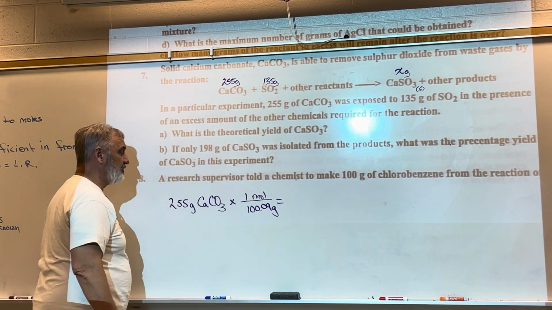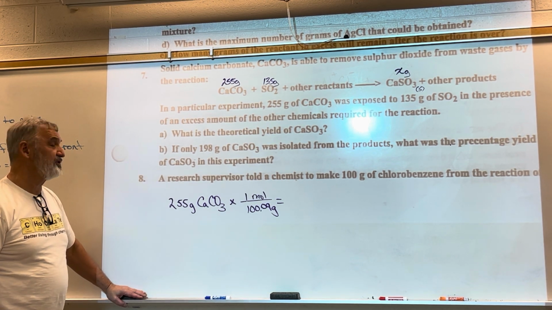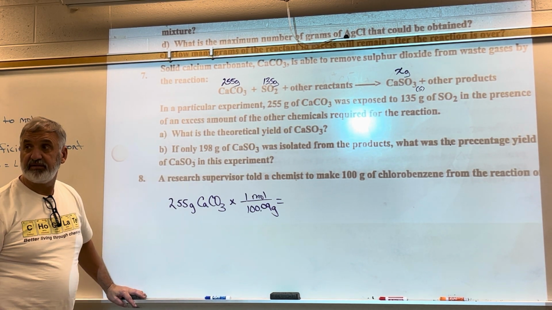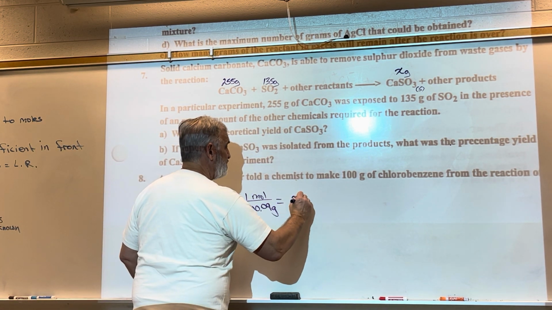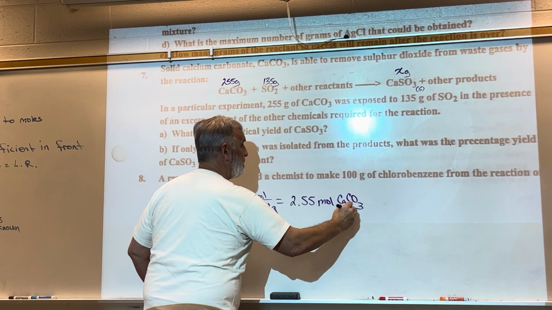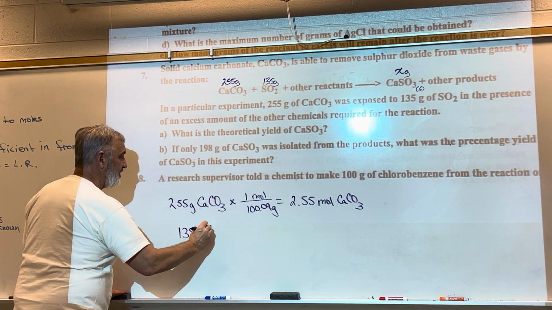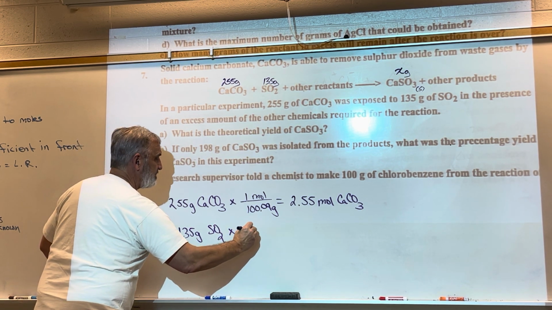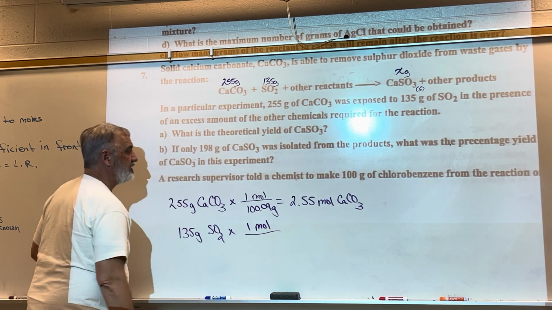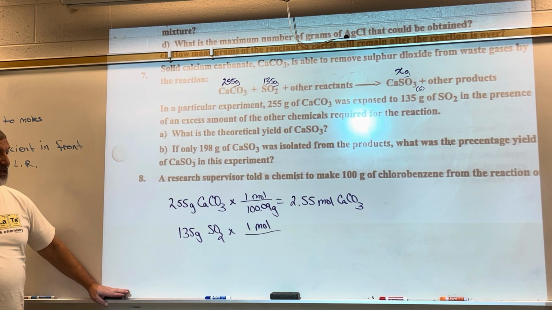And that turns out to equal how much? It's going to be right around 2.55. 2.55 moles of CaCO3. So now we have to do the exact same thing with 135 grams of SO2. So what's the molar mass of SO2? 64.07. Okay? Well, again, how do we get that?